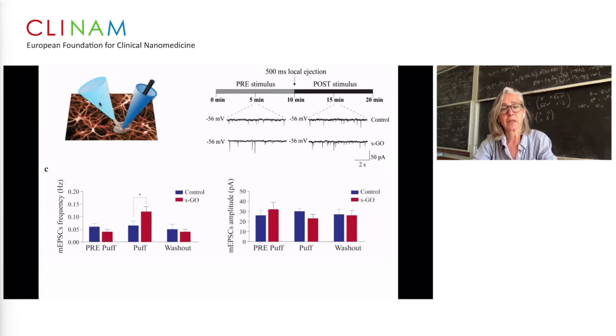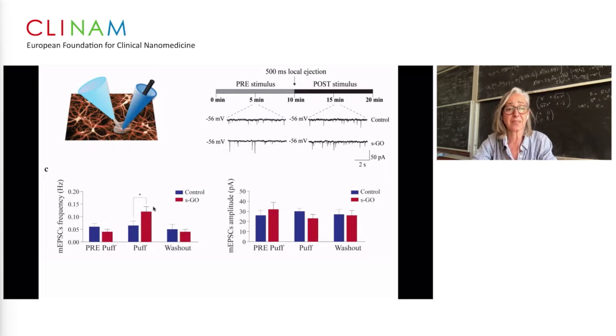In that case, a pipette is positioned in close proximity to the recorded neuron, a single patch-clamped neuron, and the delivery of saline solution or saline solution containing SGO is done for a brief application of 500 milliseconds directly on the synapse we want to investigate. And then miniature postsynaptic currents, miniature excitatory postsynaptic currents at glutamatergic synapses, are investigated prior to and after this application.